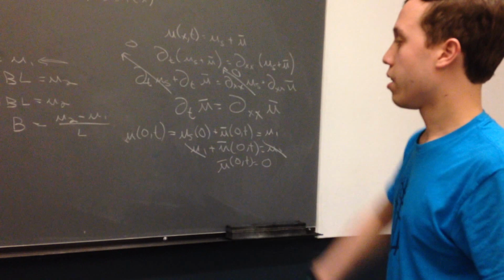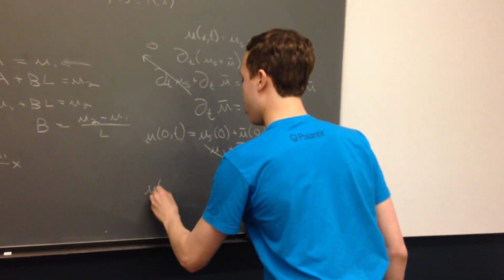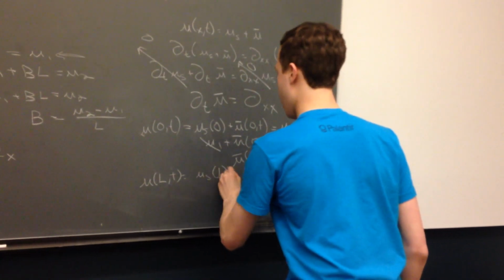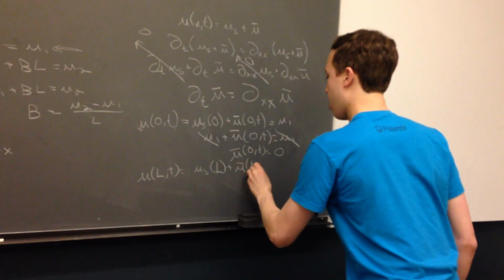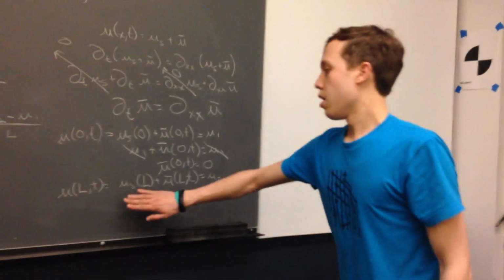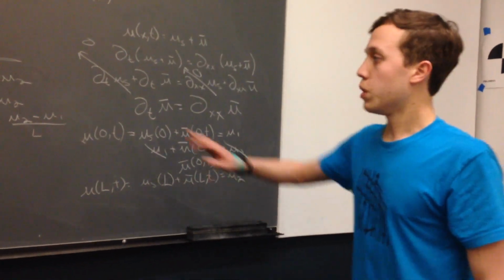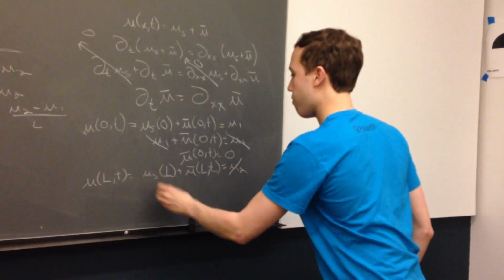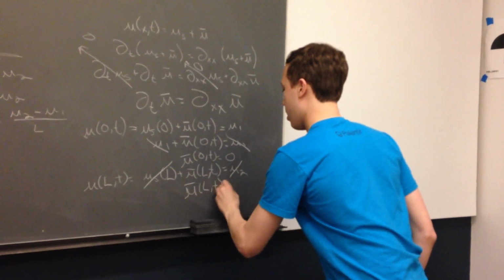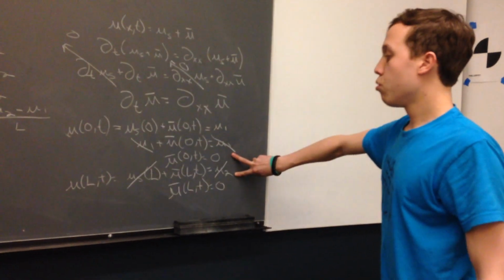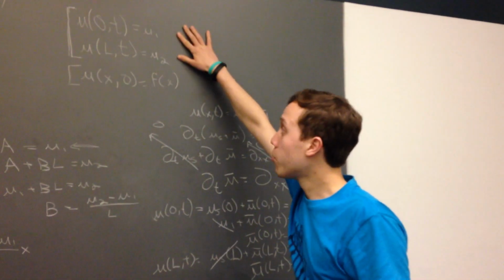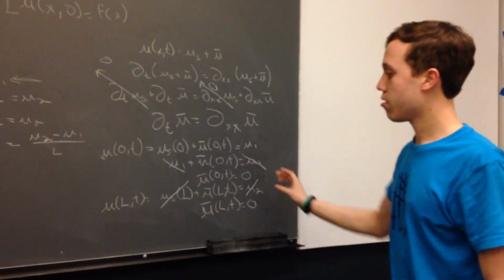Let's do the same thing for uL of t. uL of t equals u_s of L plus u bar of L comma t, and that's all equal to u2. Once again, u sub s of L is equal to u2. We showed that earlier, so we can just cancel those off on both sides, and we're left with u bar of L comma t equals 0. So now we have two homogeneous boundary conditions. These two up here were equal to constants, so they're inhomogeneous. Now they're equal to 0, so they're homogeneous.